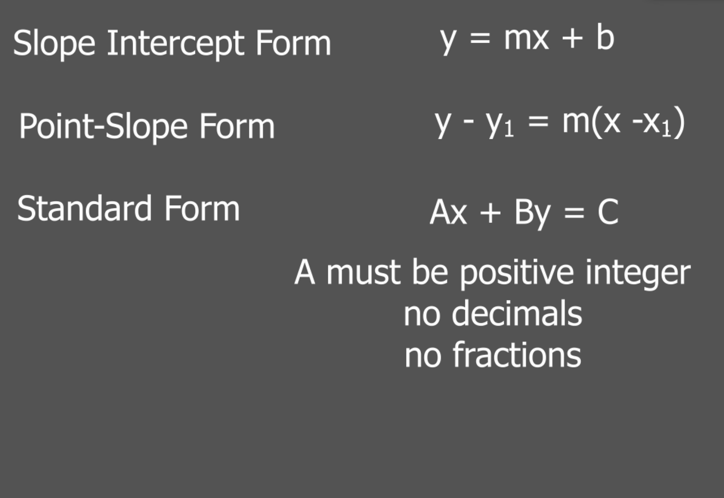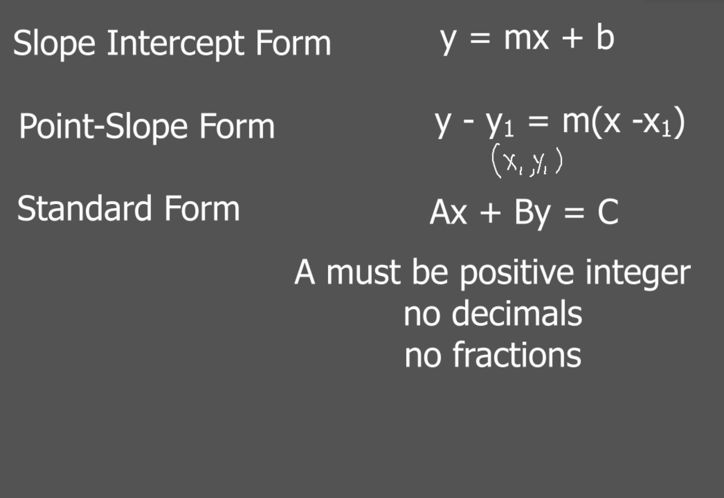Now let's review slope-intercept form real quickly. That is y equals mx plus b. Now point slope form is going to have the form y minus y1 equals m times x minus x1. x1 and y1 are going to be a point that you're given, and m, of course, you should know by now, is just going to be the slope.